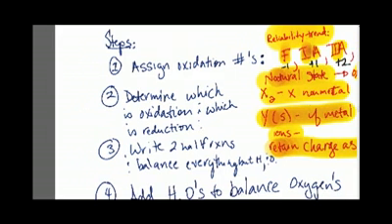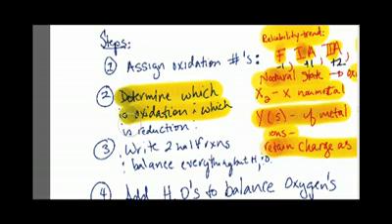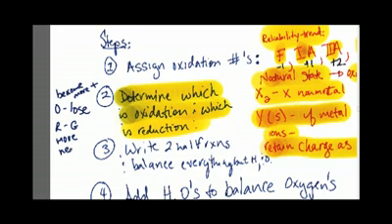Alright? So after you assign the oxidation numbers, you're going to determine which one is oxidation and which one is reduction. If you remember, in oxidation you lose electrons, and in reduction you gain electrons. So when you lose electrons, you become more positive, and if you gain electrons, you become more negative. I'll show you what I mean by that when we do the example video.